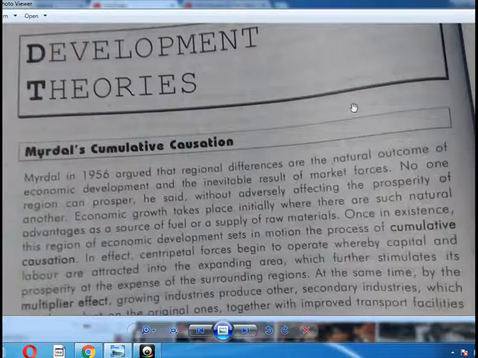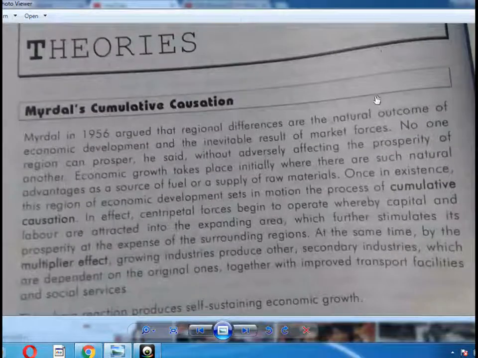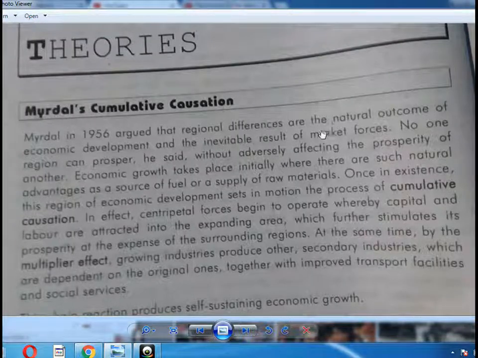Hi friends, today we discuss development theory, studying geography and development theories, some of the important development theories, like Myrdal's cumulative causation theory. Myrdal, in 1956, argued that regional differences are the natural outcomes of economic development.